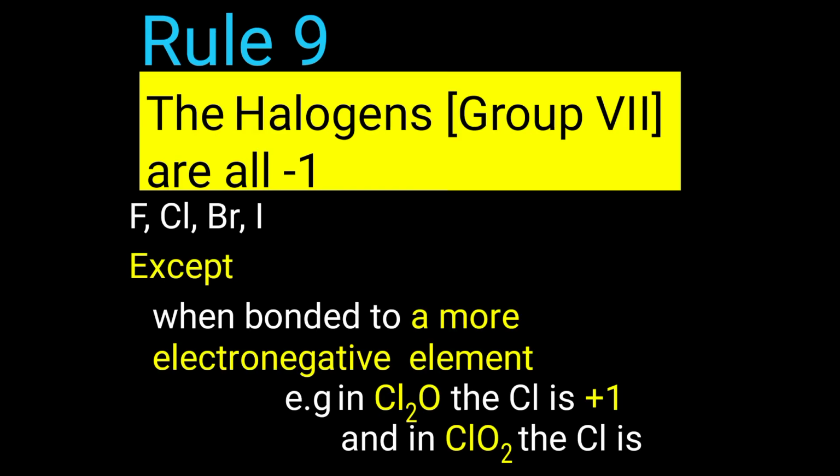Rule 9. For halogens, it will always be minus 1. And only one exceptional case, for the halogens fluorine, chlorine, bromine and iodine: when bonded to a more electronegative element. For example, compared to chlorine, oxygen is more electronegative. Only in those cases it shows a plus 1 oxidation state.